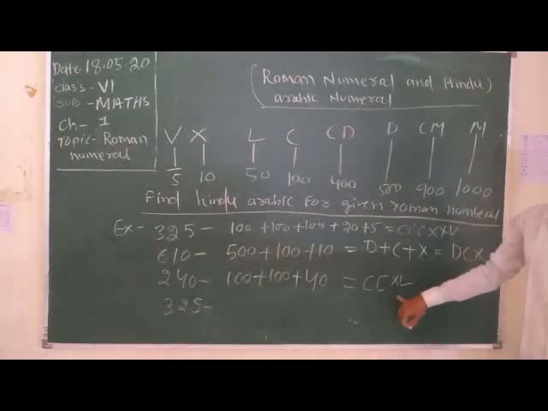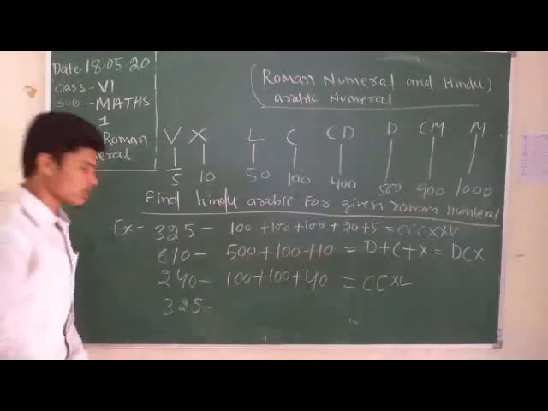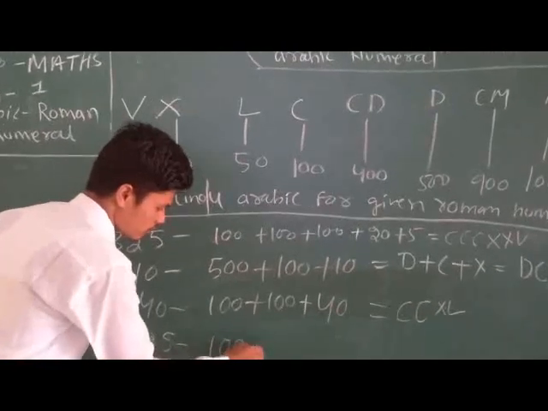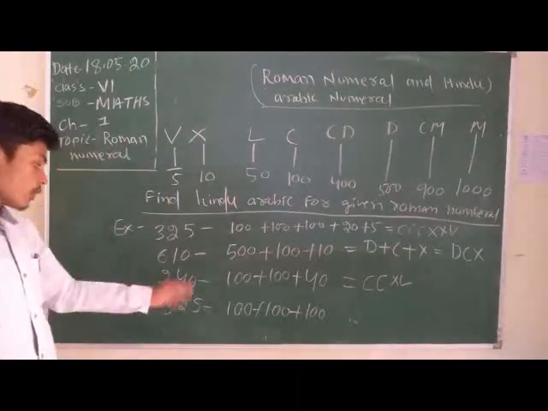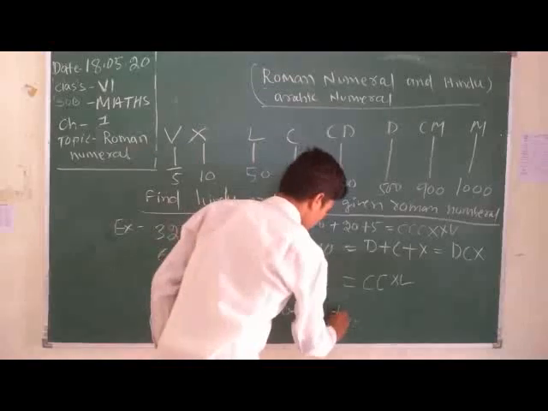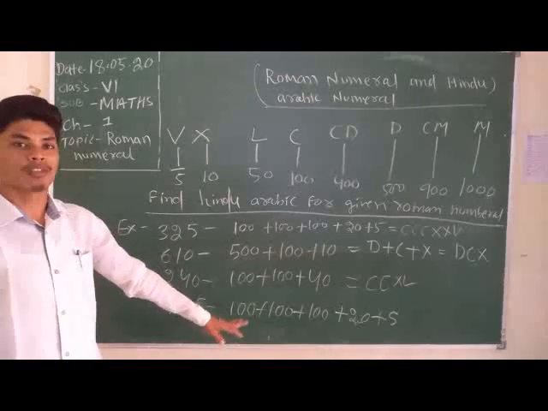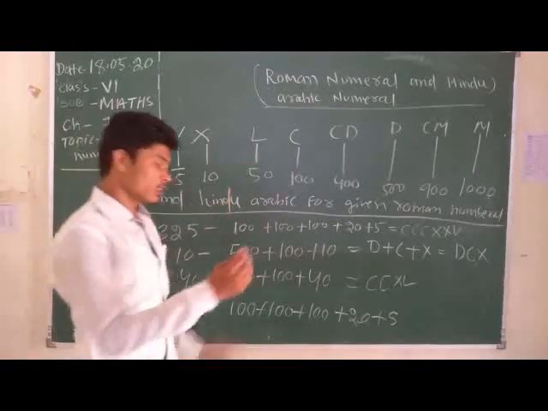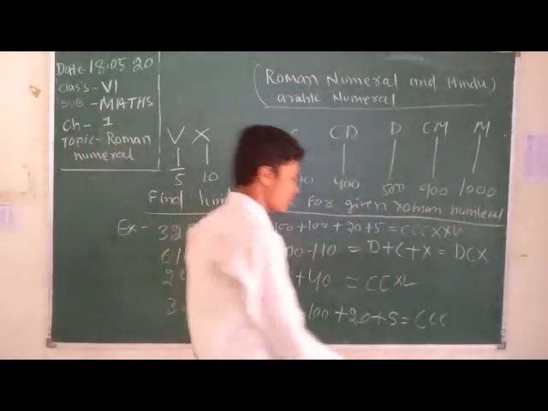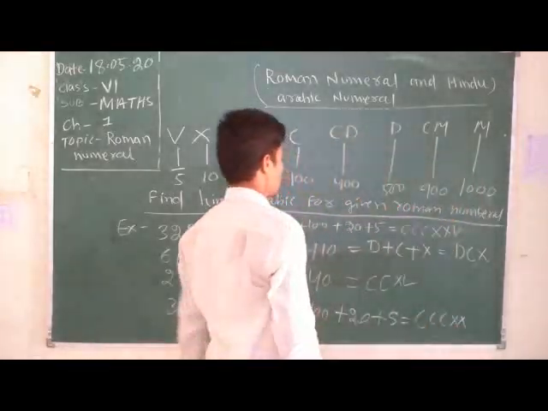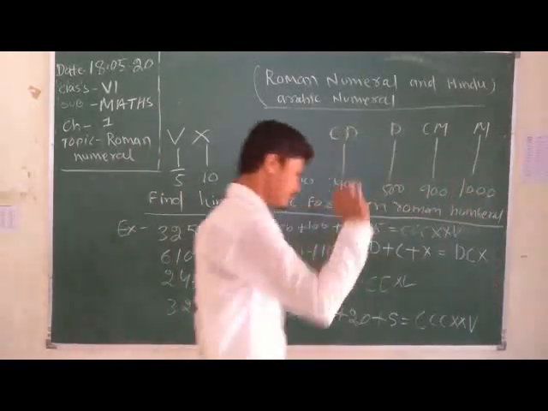Clear about this one? Now we discuss 325. 325 means 300, that means 3 times 100, plus 25, that is 20 plus 5. The value of 100 equals C, so 3 times C. Then 20 means 2 times X. Then 5, only 1 time, 5 is considered V. Clear? Then CCCXXV.